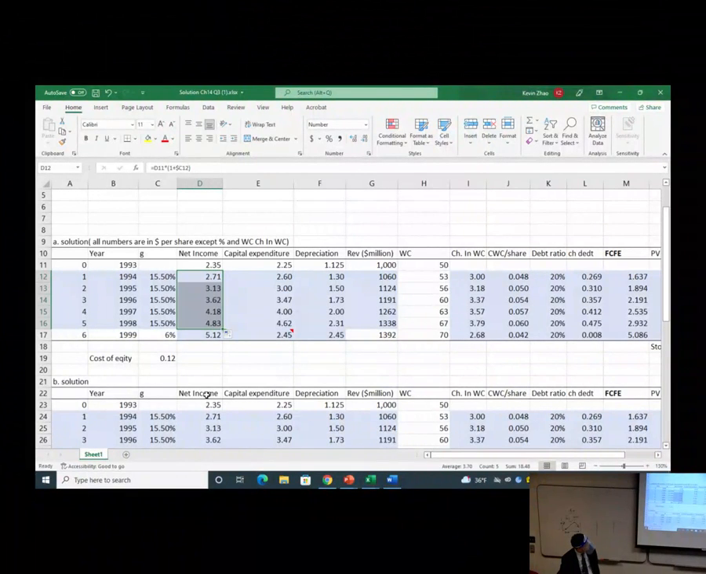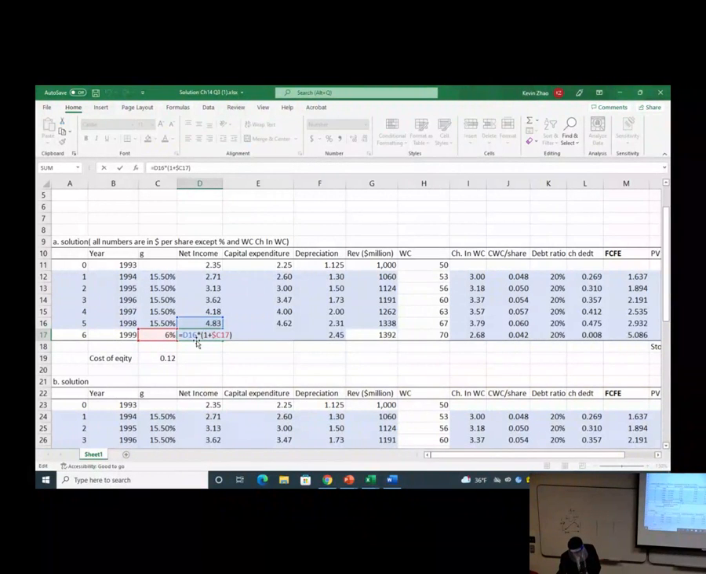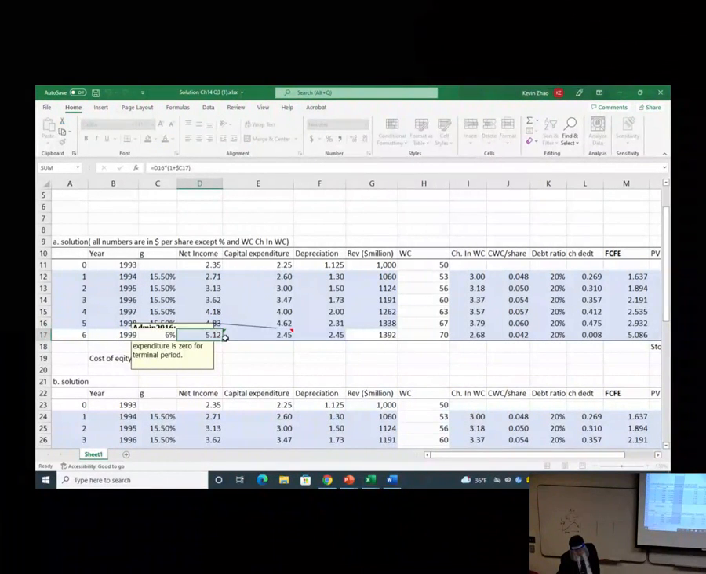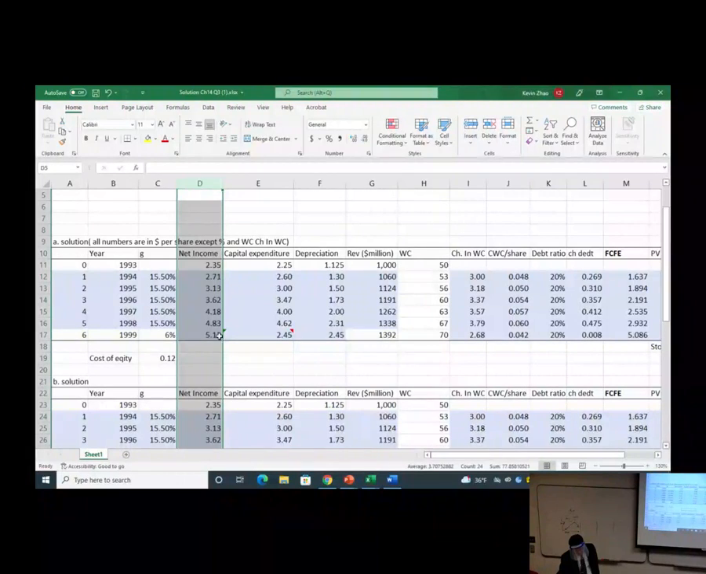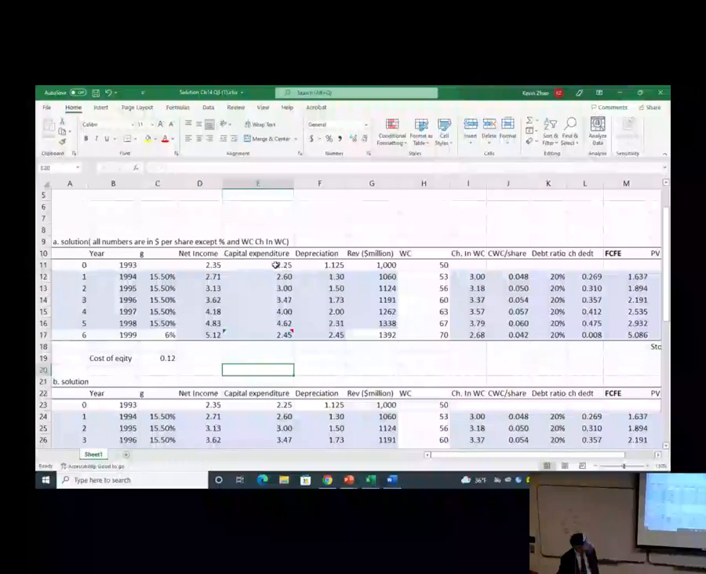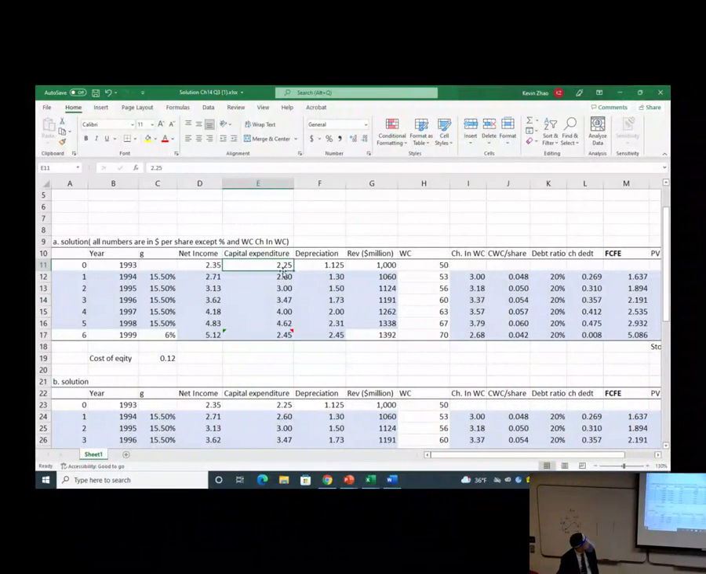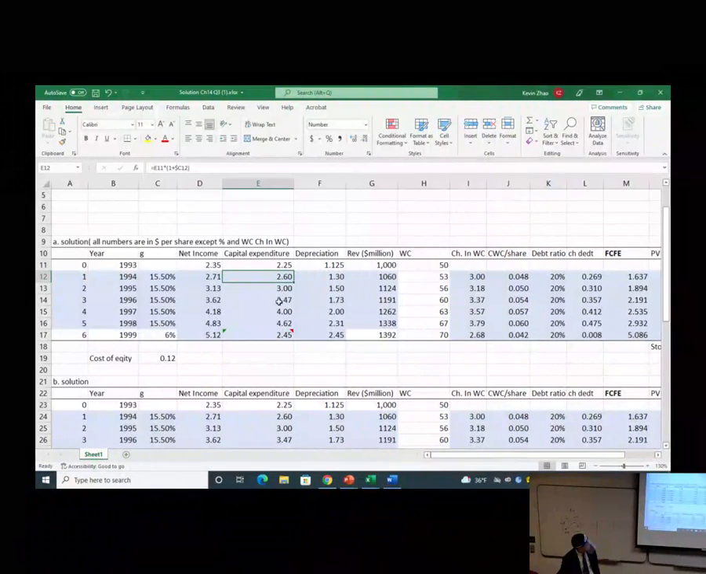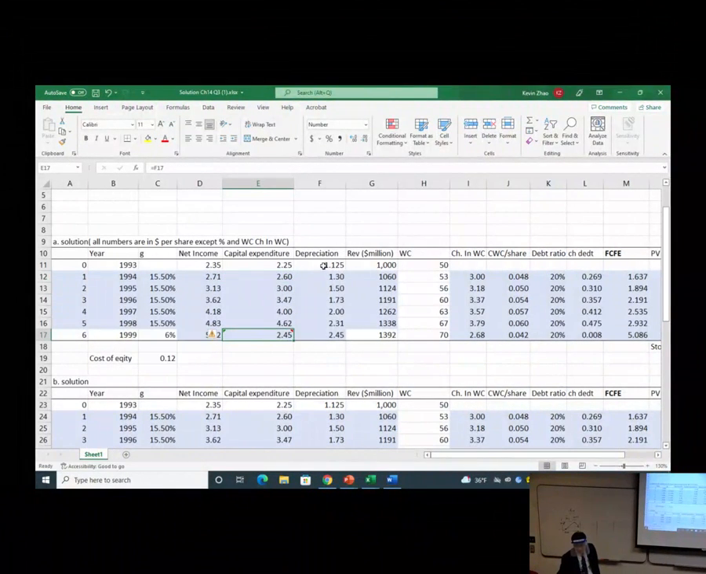But starting year 6 is different, right? This one will be 1 plus 6%. All right. So you got the net income estimation. And then capital expenditure. Right, it's the same. It follows the net income growth rates. And then the depreciation.